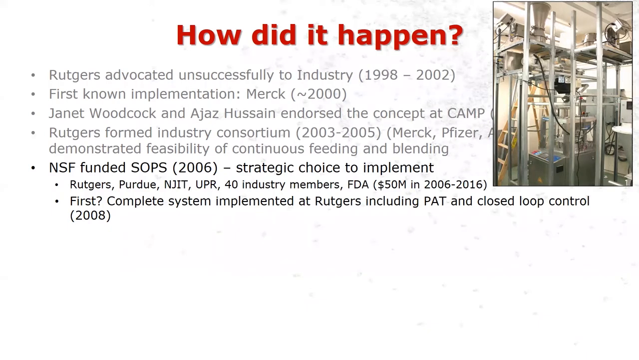Overall, we probably spent in the order of $50 million in continuous manufacturing in the decade between 2006 and 2016. The lucky circumstance was we had access to that funding, yes? And so the picture shows what I think might be the first complete implementation of feeders, a blender, a mill, a tablet press, PAT, and closed loop control. And this early line, this obviously academic style line, was already up and running around 2008.